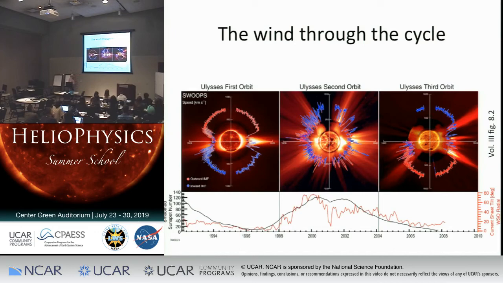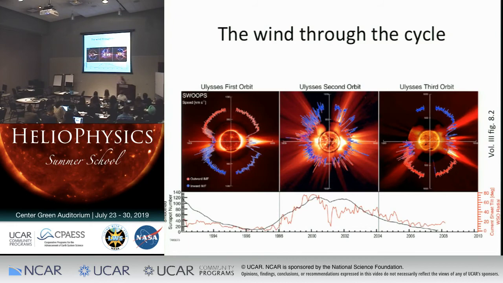And then we got back to the third orbit, which was closer to the next solar minimum, and we got a similar kind of pattern. Okay, so this whole idea of having this open magnetic field coming out of different regions, depending on the solution we have to Laplace's equation, is imprinted into the solar wind. And I'm sure we'll hear much more about this in the next few lectures.